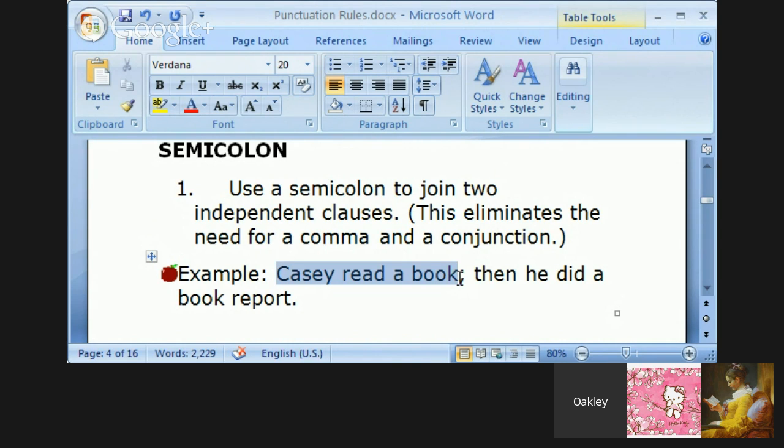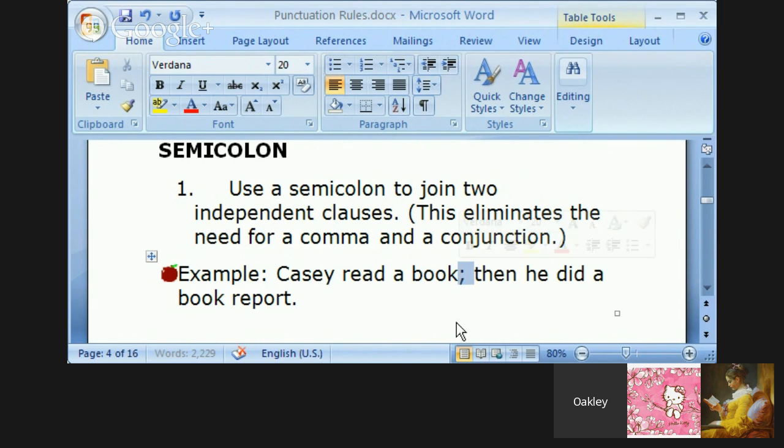But here's an example. Casey read a book; then he did a book report. Great. So you can see this is where you could use your alternative, of course. But in this case, we can use only, I forgot this mark. Comma? Yes, it's comma. I was just going to do that. Yeah, you're exactly right. Your alternative is to add a comma and then a conjunction like and, then he did a book report. Either this or this are perfectly correct. Okay. So you can do either. It doesn't really matter.